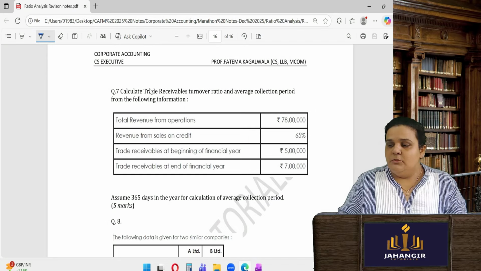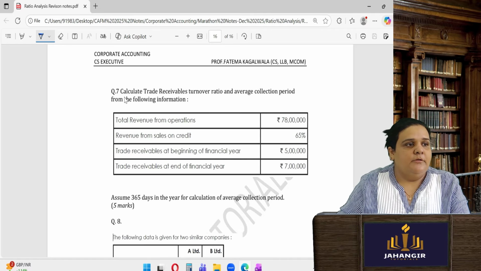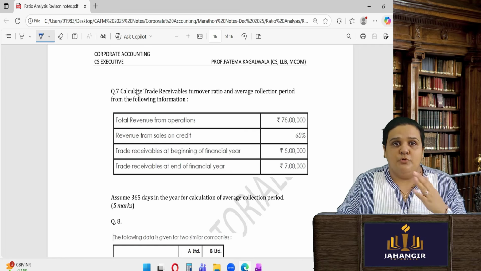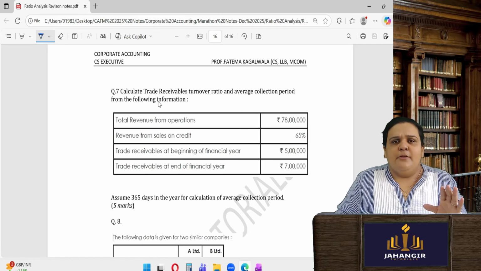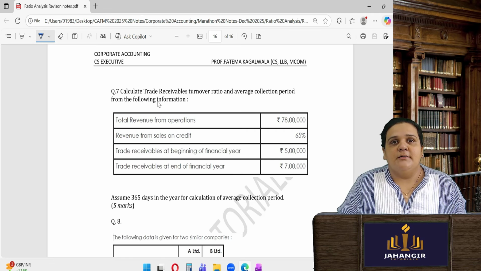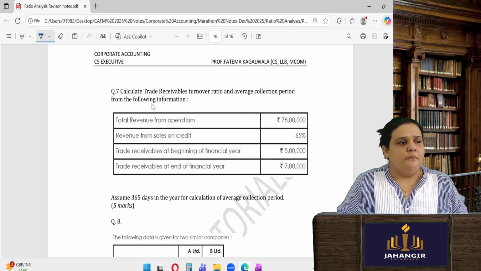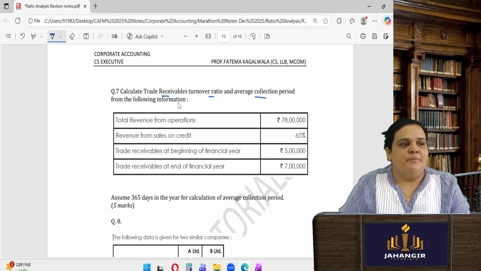Okay. So now let us move on to the next sum, which is again a past exam question, and these were asked in your June 2025 attempt. Okay. So very simple questions, but carrying good marks in the paper. So let us understand the question first. Calculate trade receivables turnover ratio. Very easy. Trade receivables turnover ratio and average collection period from the following information.